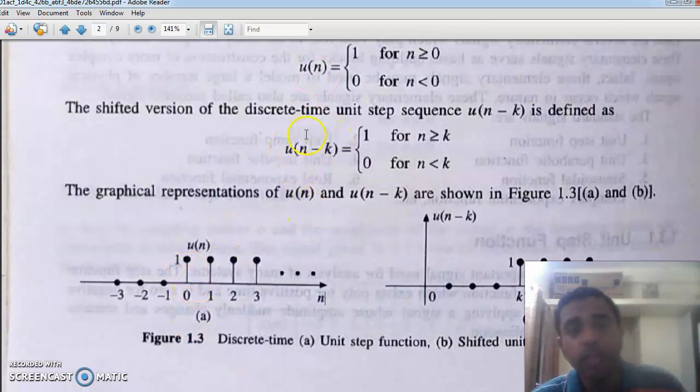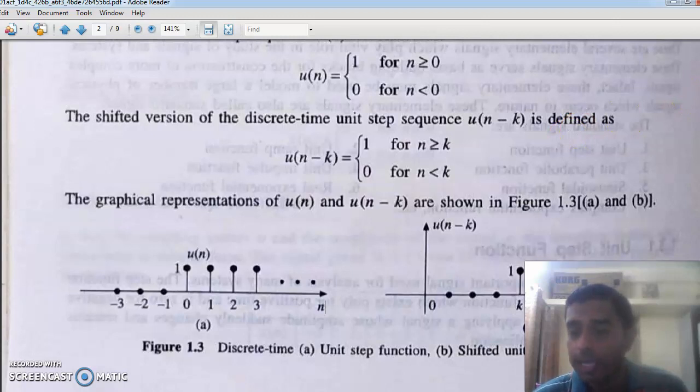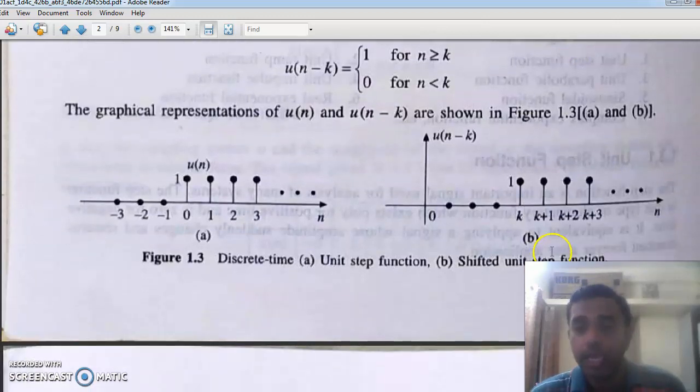Now similarly, we take another example, that is u of n minus k. So where is the starting point? The starting point is at n minus k equal to 0, that is, n equal to k. So you can see that the starting point is here, and thereafter all samples have the value 1. To the left of k it is all 0. So you can see that the sequence is shifted to the right by k.